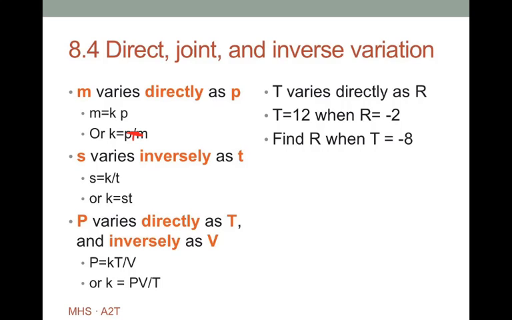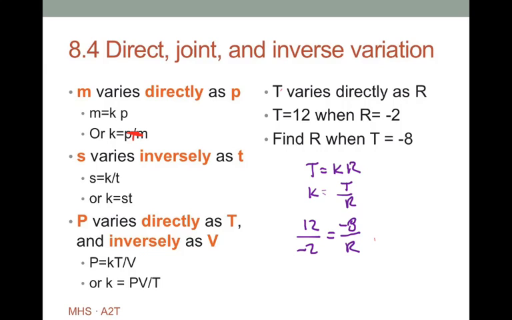So let's do the example. t varies directly as r. When t is 12 and r is negative 2, find r when t is negative 8. Okay, t varies directly as r, so we'd write that as t equals k times r, or k is equal to t over r. And so t1/r1 is equal to t2/r2. So for the first t is 12, the first r is negative 2. So 12 over negative 2 is equal to t2 over r2. t is negative 8 over r, which we don't know.